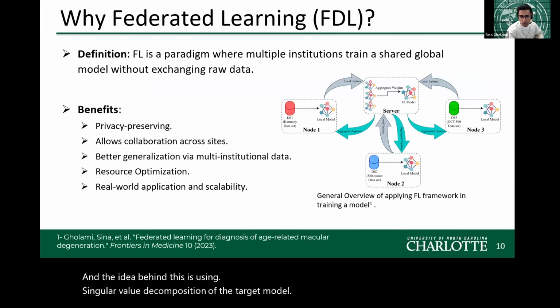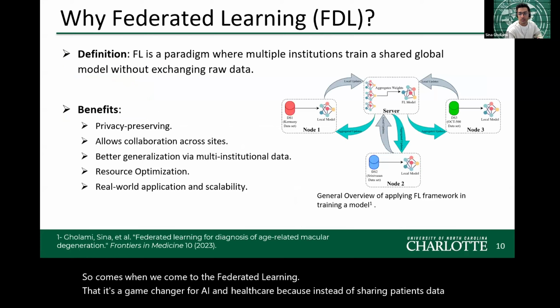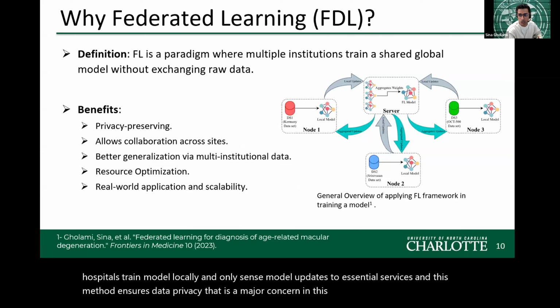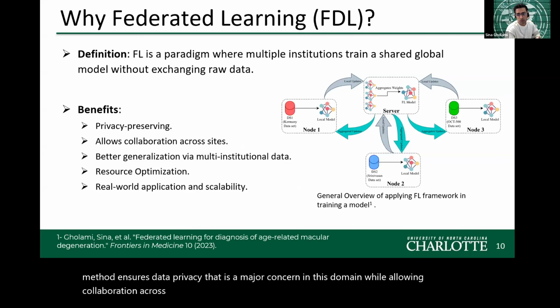So we come to federated learning. It's a game changer for AI in healthcare because instead of sharing patients' data, hospitals train models locally and only send model updates to a central server. This method ensures data privacy, which is a major concern in this domain, while allowing collaboration across institutions. It also enhances model generalization by learning from multi-institutional data.